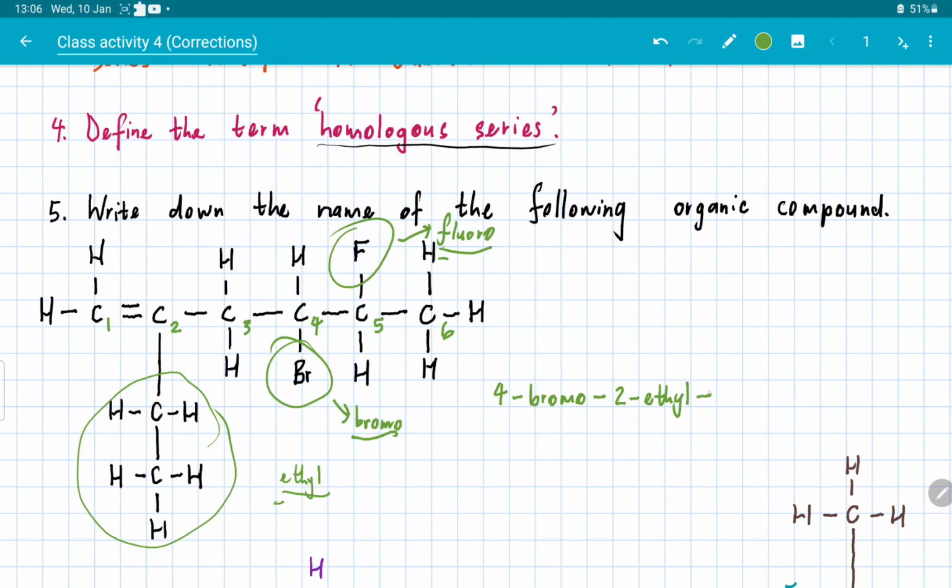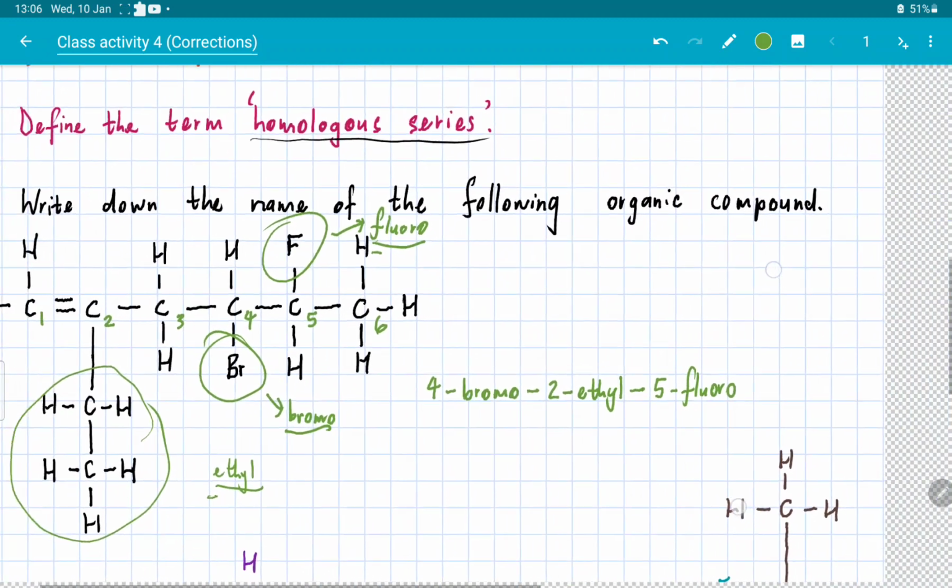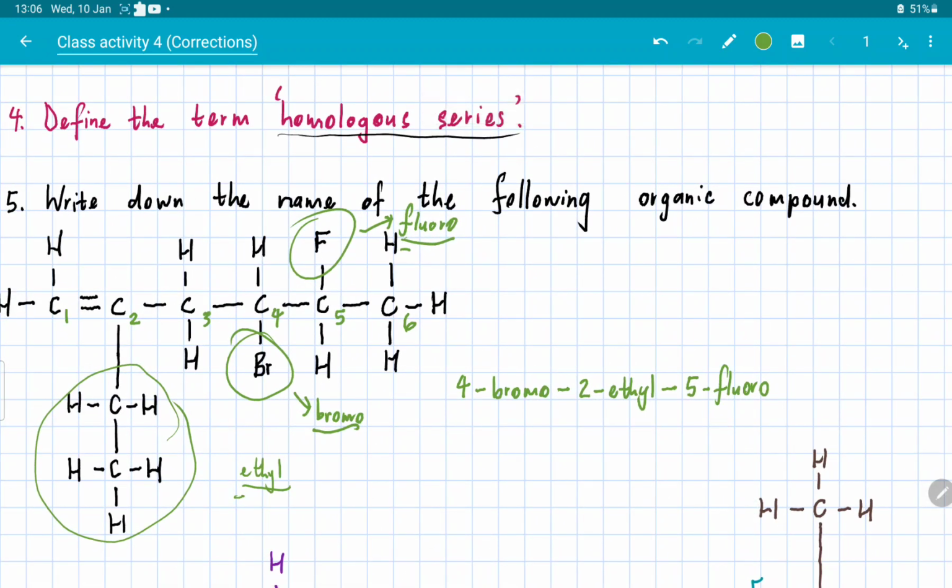And then I finish with fluoro, 5 fluoro. For the root name, there are 6 carbons in the main continuous chain, so I'm going to say hex. However, there's a double bond there. What is the lowest carbon that contains that double bond? Carbon 1. So 1-ene. So 4 bromo, 2 ethyl, 5 fluoro, hex 1 ene. Done.